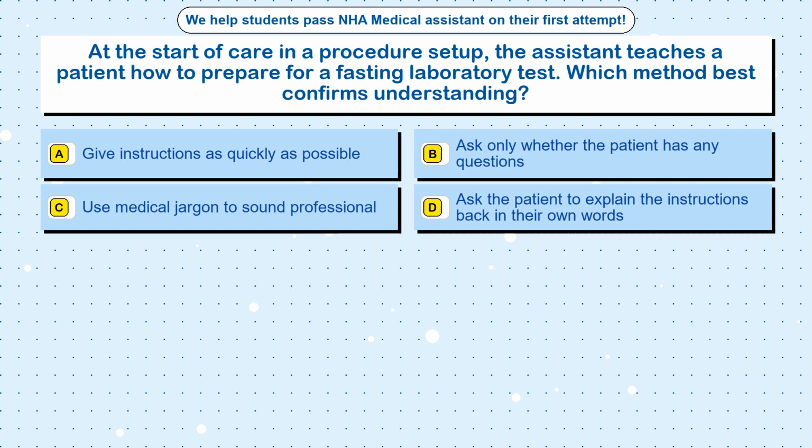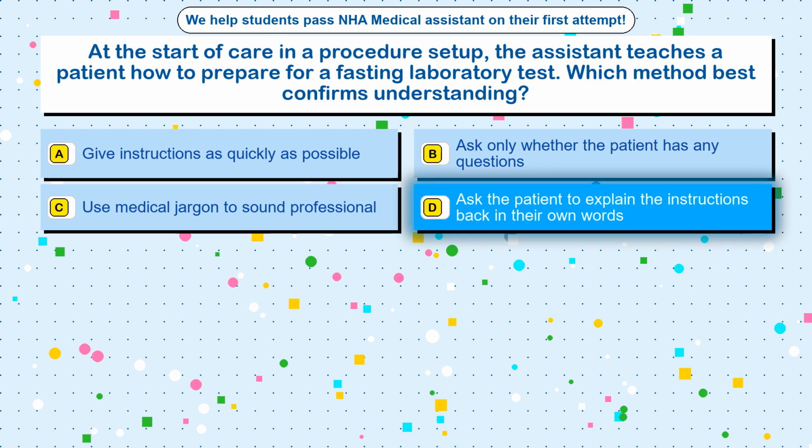Question 84. At the start of care in a procedure setup, the assistant teaches a patient how to prepare for a fasting laboratory test. Which method best confirms understanding? Option A. Give instructions as quickly as possible. Option B. Ask only whether the patient has any questions. Option C. Use medical jargon to sound professional. Option D. Ask the patient to explain the instructions back in their own words. The correct answer is option D.